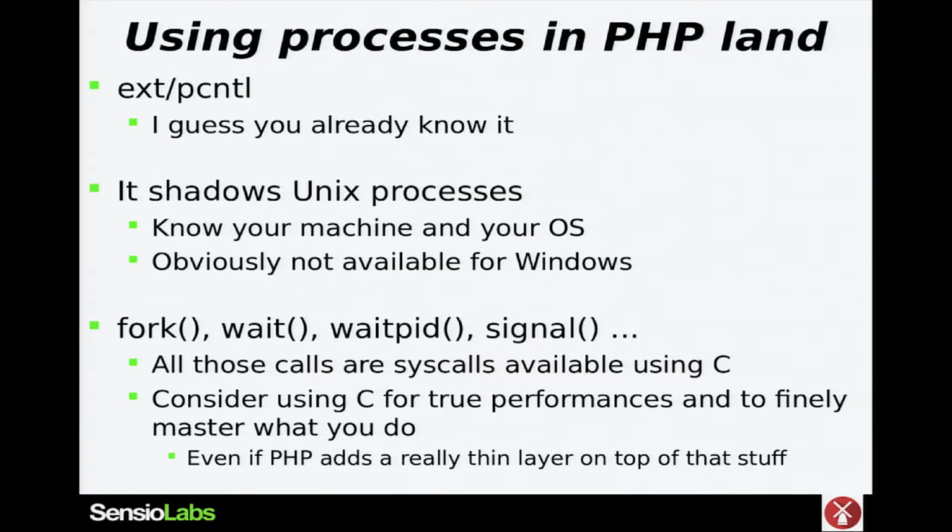You still can, if you want, use PCNTL. You know about it, I think. It shadows Unix processes: fork, waitpid, signal, sigprocmask, etc. So you still can use PHP, it's heavier than C for the same interface, but it's still valid, I think. Don't use it under Windows because it won't work, okay? Because Windows is a little bit strange and different from Unix, and PHP is a Unix technology, so it's not available under Windows, but you still can use it.